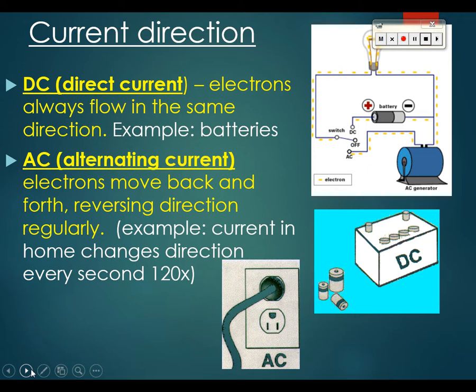Okay, DC and AC current. DC, we talked about it before, direct current. It is when electrons flow in the same direction, just like a battery. They go in, they go out. They don't go back and forth. AC, alternating current, means the electrons move back and forth. They can reverse direction. The current in your home actually changes directions 120 times every single second, so it's constantly going back and forth, back and forth, back and forth.